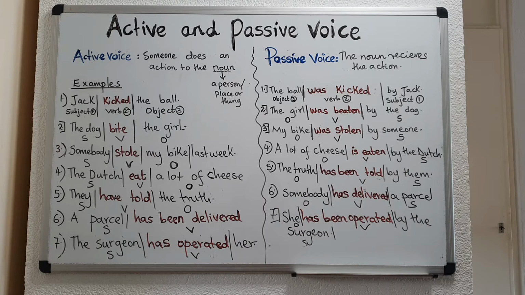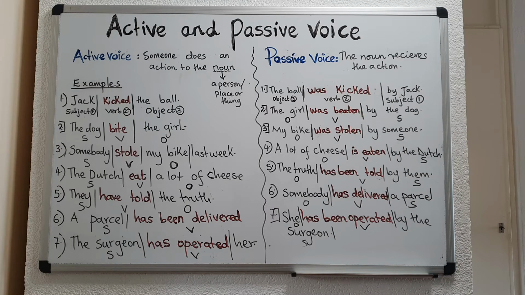Now, let us look at examples of the active voice. Let us look at examples in which we have the active voice, meaning sentences in which someone does an action to the noun. And the noun here could be the name of a person, it could be a person, could be a place, or it could be a thing. Now, example 1 on the left. Jack kicked the ball.